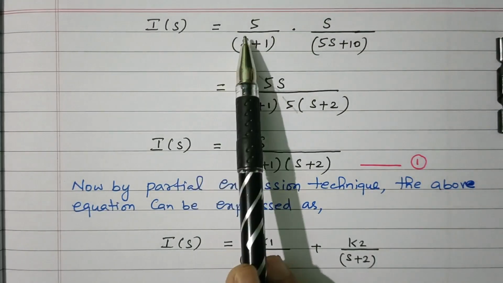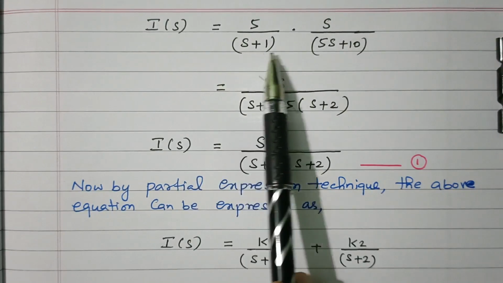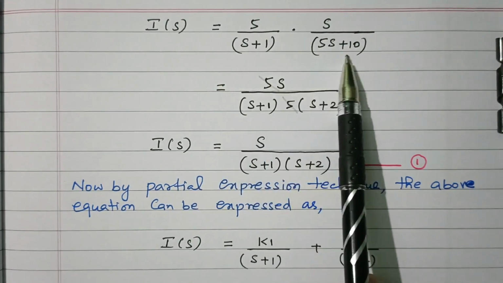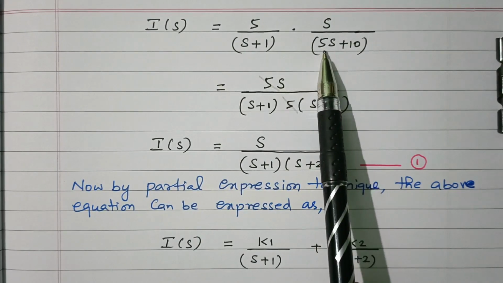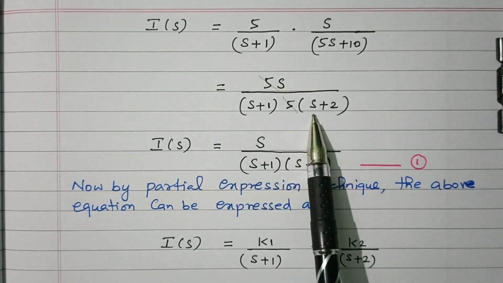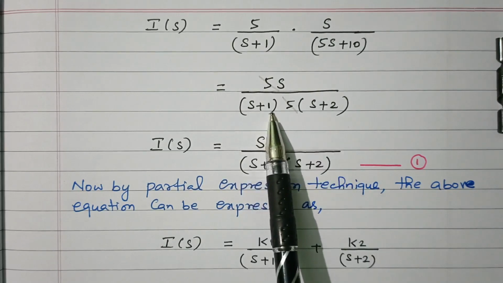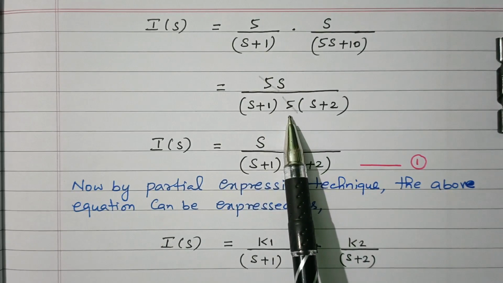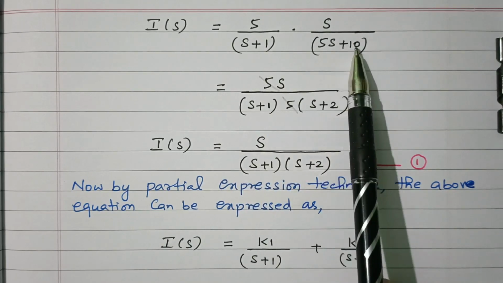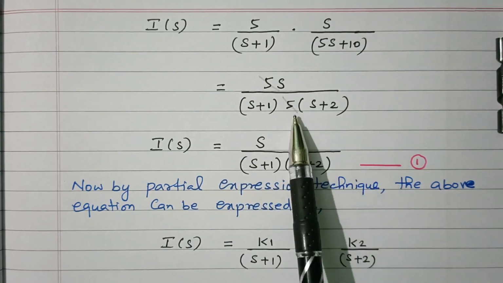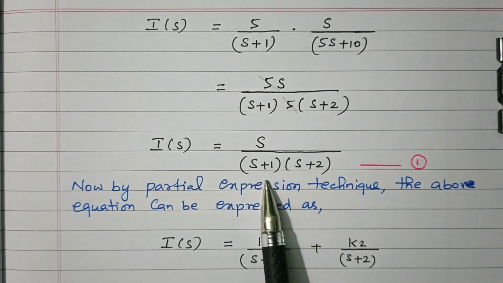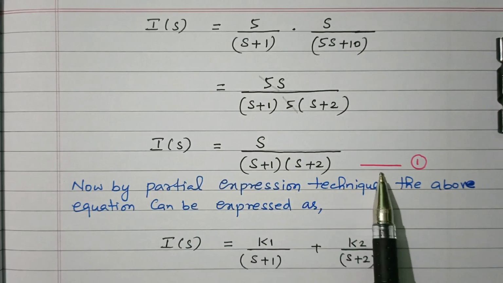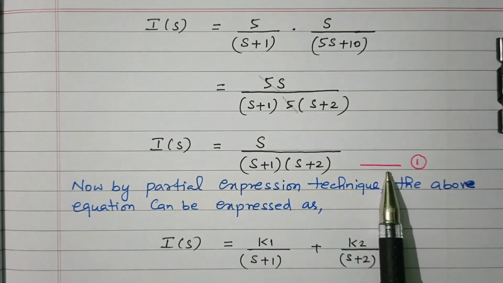So I of s equals 5 divided by s plus 1 into s divided by 5s plus 10. In order to bring this to the standard form s plus a, here s plus 1 is already available, so 5 is taken outside. So s plus 2, the 5 goes 2 times, and this 5 gets cancelled. So s divided by s plus 1 into s plus 2. This is equation 1. We will take this equation 1.